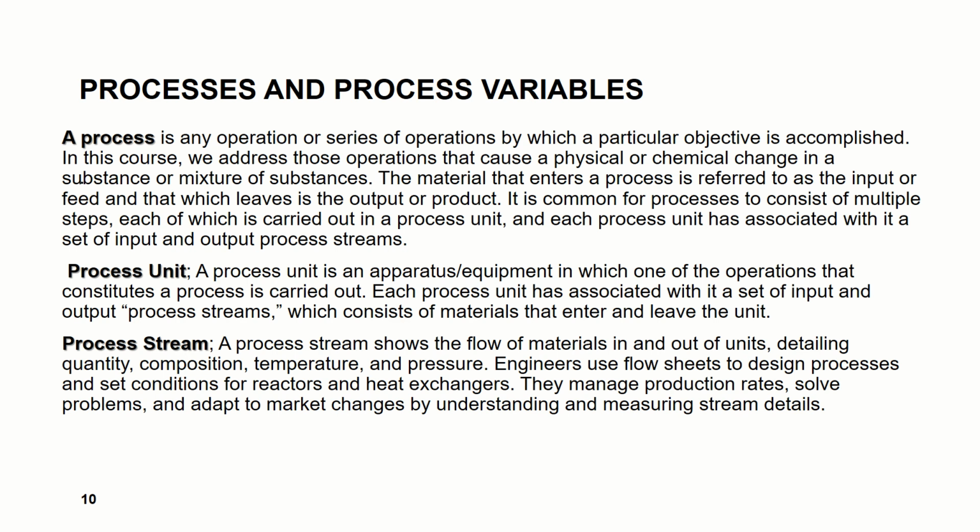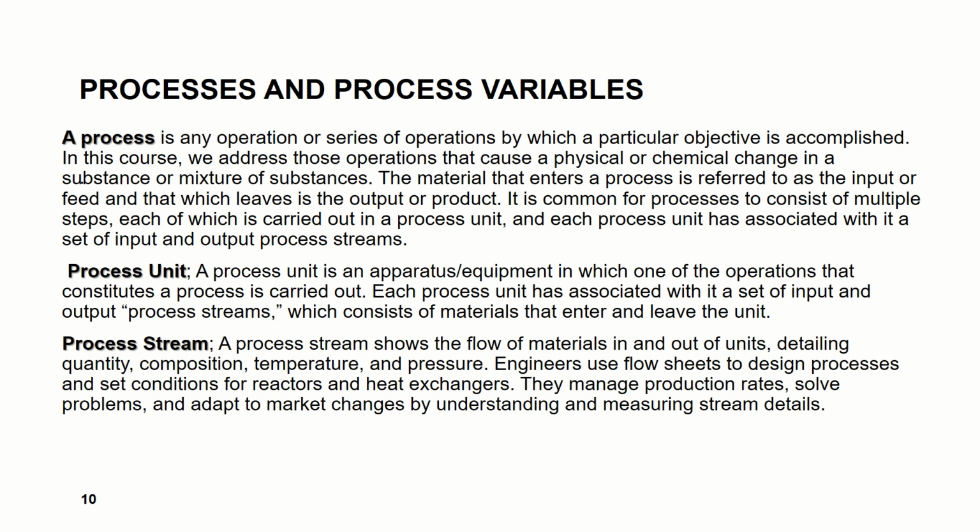Okay, so it is common for a process to consist of multiple steps, each of which is carried out in a process unit, and each process unit has associated with it a set of input and output process streams, right? So now let's come to the process unit. A process unit is an apparatus or equipment in which one of the operations that constitutes a process is carried out, okay? Each process unit has associated with it a set of input and output process streams, which consist of materials that enter and leave the unit.